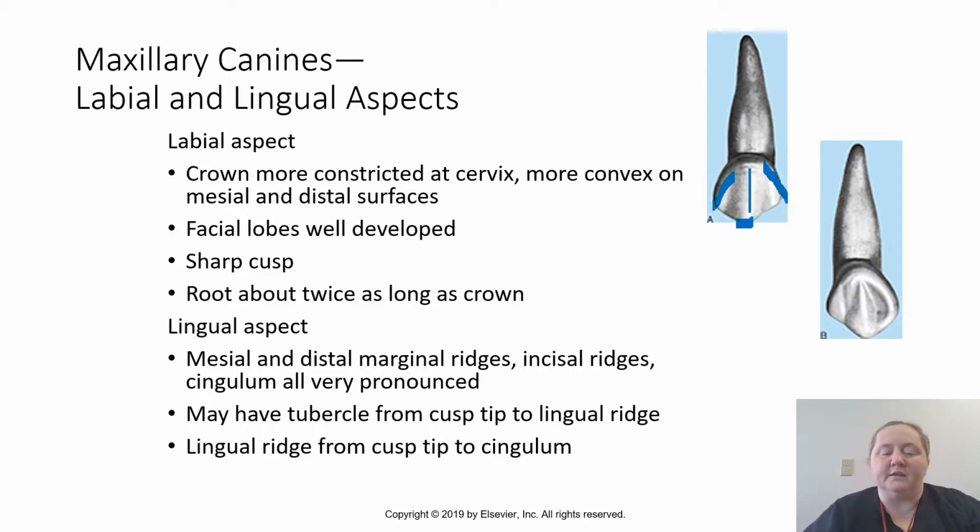On the lingual aspect, the mesial and distal marginal ridges, incisal ridge, and cingulum are all very pronounced. Okay, so you can really see those ridges here. Okay, cingulum, all right, and then our incisal ridge, especially here. Okay, may have a tubercle from the cusp tip to the lingual ridge, and the lingual ridge from the cusp tip to the cingulum.